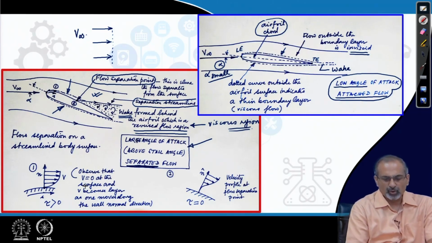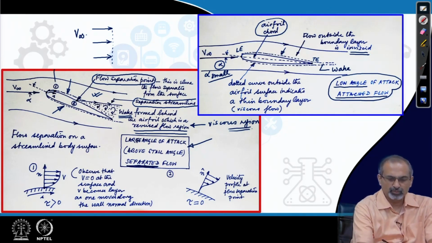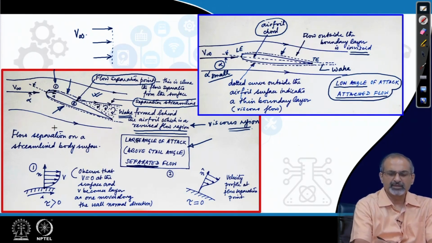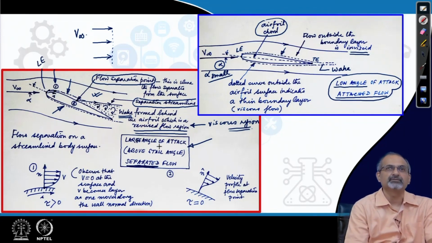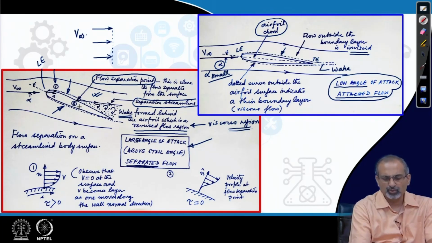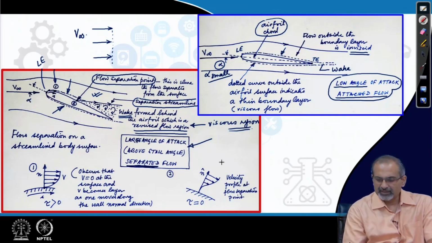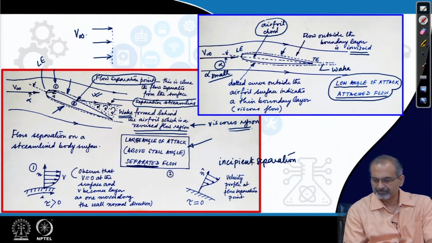Now, if you look closer at what is happening at different points on the airfoil, we have chosen 2 points, 1 and 2. The point number 1 is a point close to the leading edge of the airfoil and on the upper surface, and the point number 2 is exactly at the point from where the separation streamline is leaving the surface. We often call that the incipient separation. That means the flow is on the verge of separation.